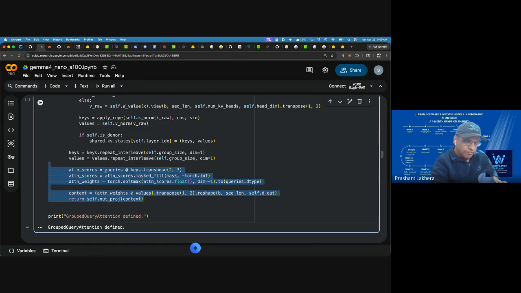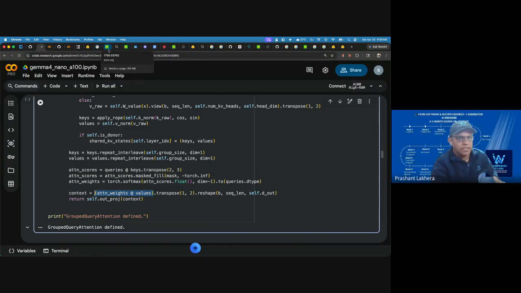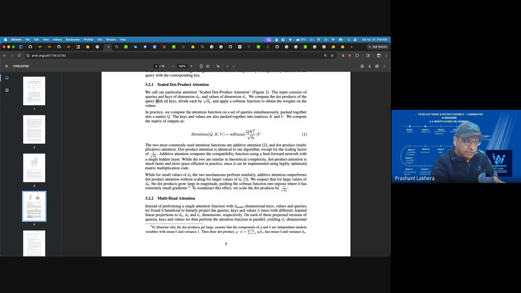Can you see here? We are multiplying queries with key transpose. Then we are filling it with all the infinities so that the softmax of infinity will become 0. We are applying the softmax. And then we are multiplying these attention weights with the value matrix. Which formula is this? Causal attention. Exactly. So that's the only thing we are doing over here. We are multiplying query with key transpose, we are taking the softmax after that, and then we are multiplying with value.